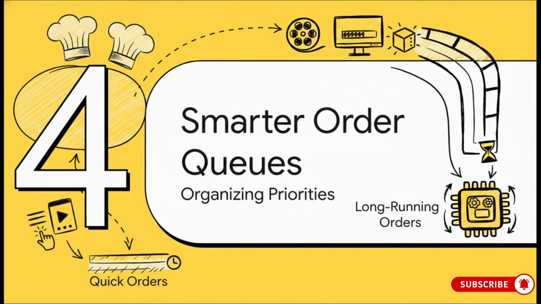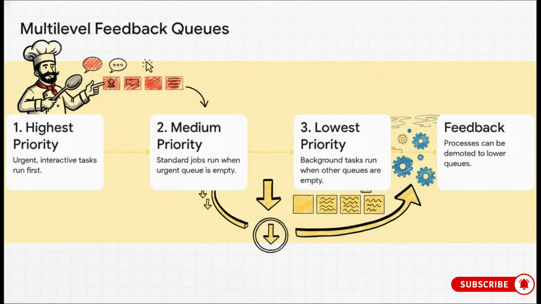So far, we've kind of been treating every order as if it's equally important. But in reality, that's not true, is it? A quick click on a menu button should probably be treated differently than a long video export that's going to take an hour. It makes sense to organize these things. And this leads us to a really clever, sophisticated system called multi-level feedback queues.